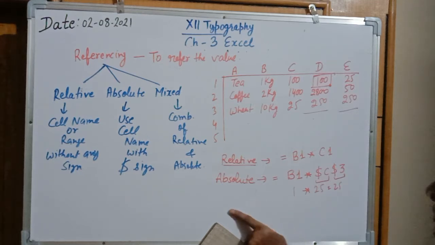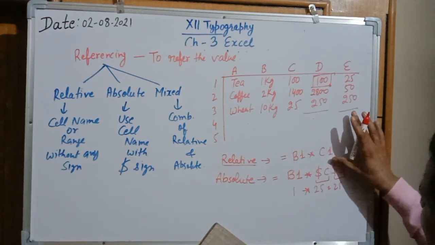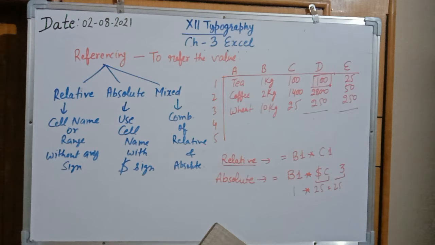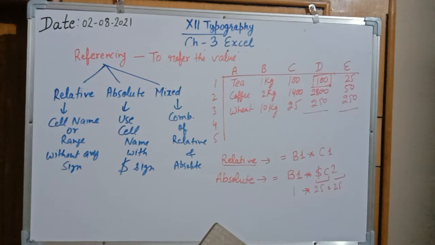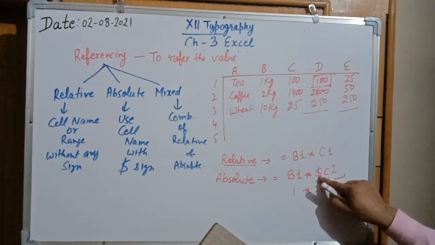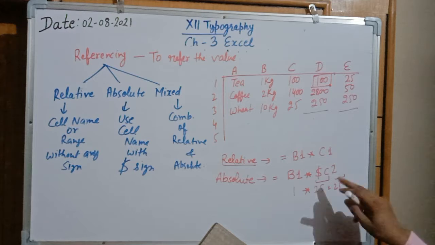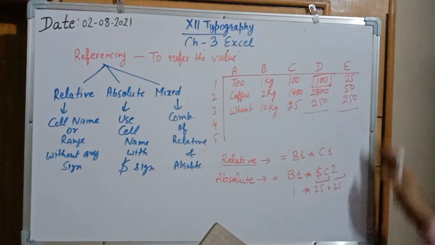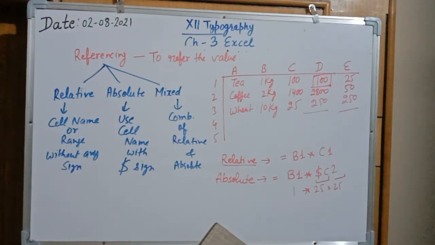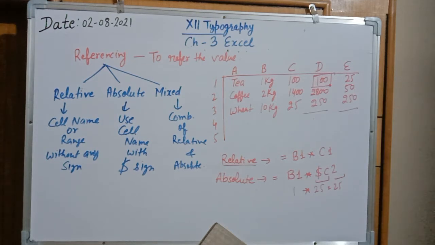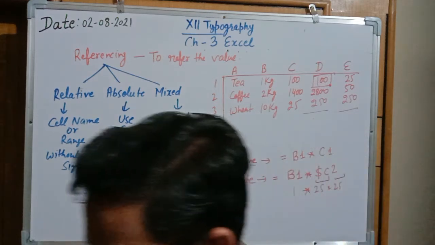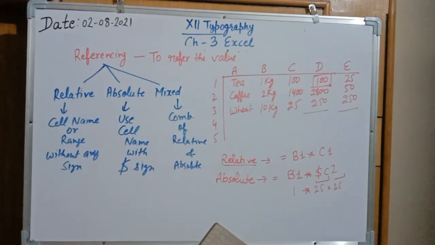And mixed referencing is the combination of both. Some part is absolute, some part is relative. Like we have taken $C2. So what will happen? The column name is fixed, it is always C, but the row value will change to 2, 3, 4 accordingly. If I am taking 2, it will go to 3, it will go to 4. It will change accordingly. This is the concept of absolute, relative and mixed referencing in an Excel sheet.